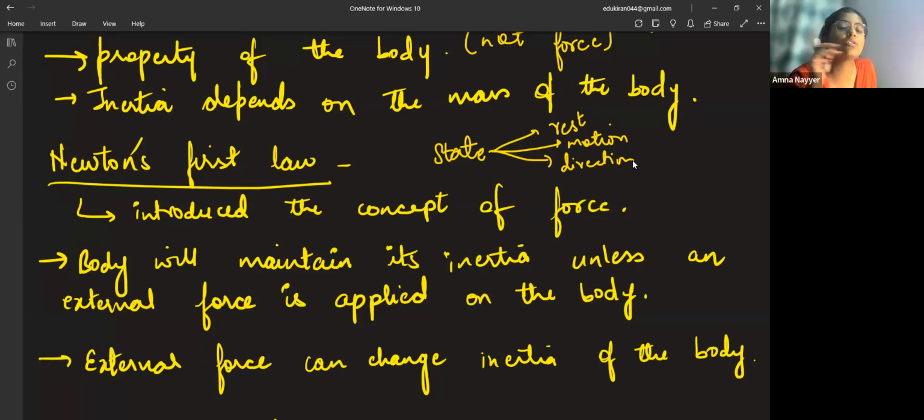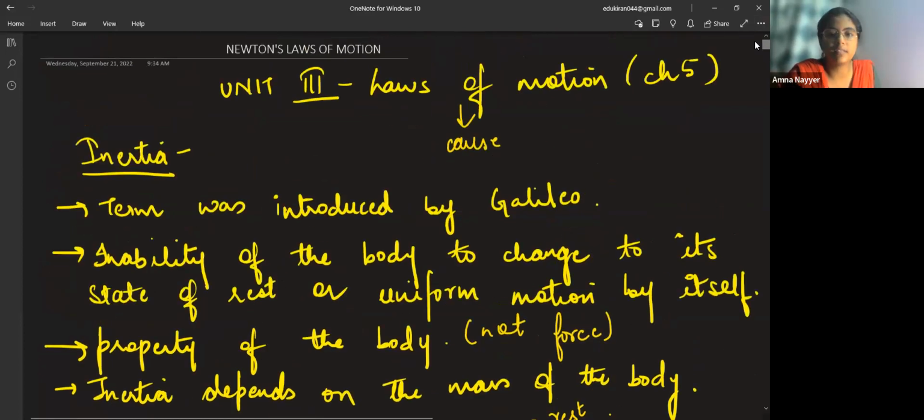That external force will change the state. So Newton's first law introduced the concept of force. The body will maintain its inertia unless an external force is applied on the body. An external force can change the state of the body. Note down all these points. Then we'll discuss some more points.